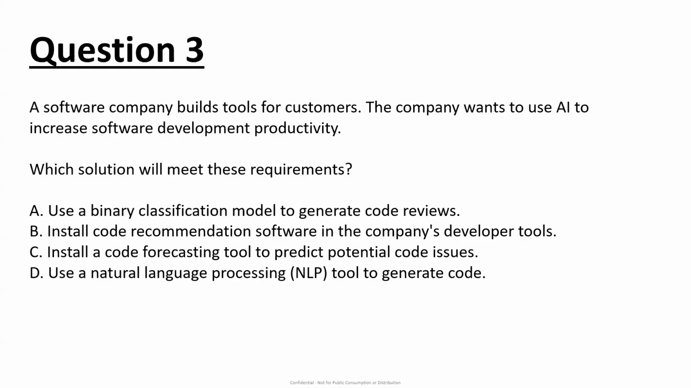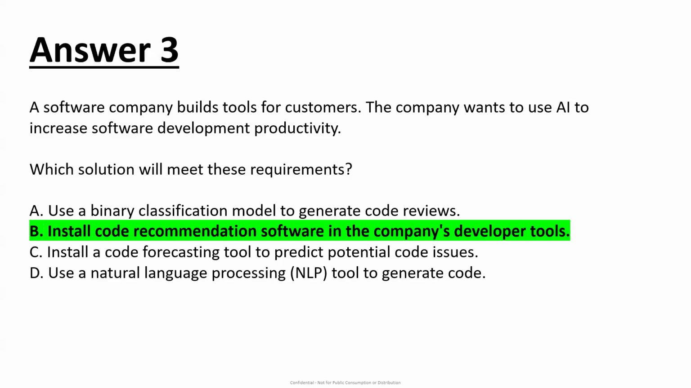Here, they are saying to use AI to increase software development productivity. Forecasting, binary classification, NLP, these cannot increase the productivity of a developer. Developer productivity can be increased if you have a code recommendation tool. So option B, install code recommendation software in the company's developer tools, might increase the developer's productivity. So option B should be the answer.